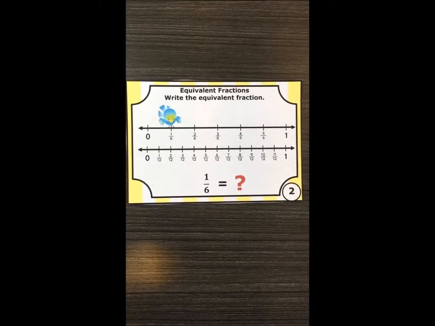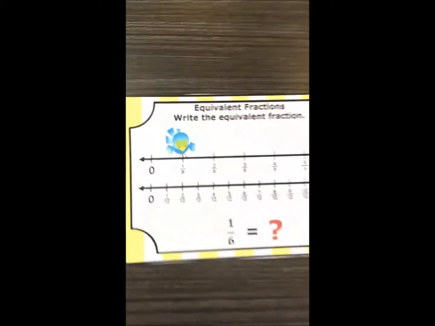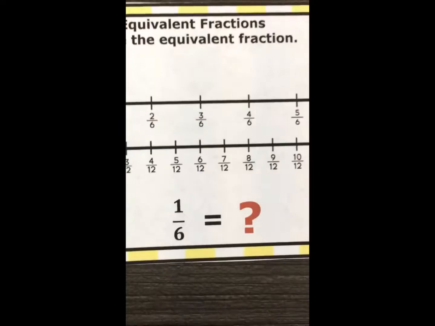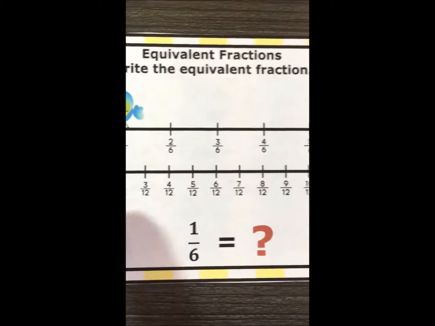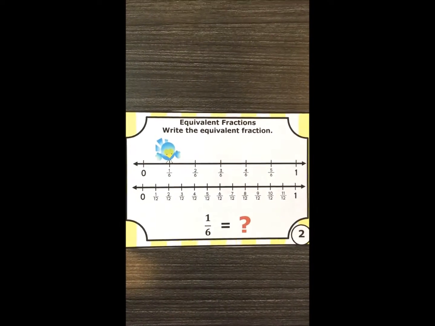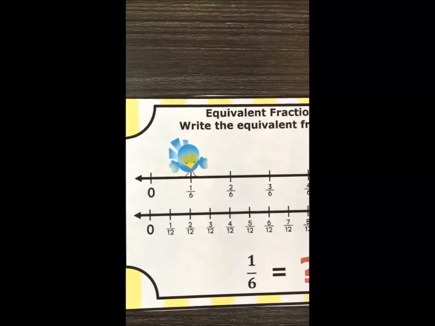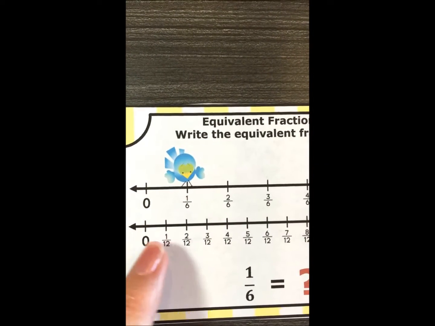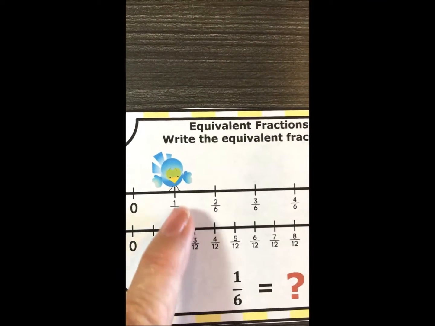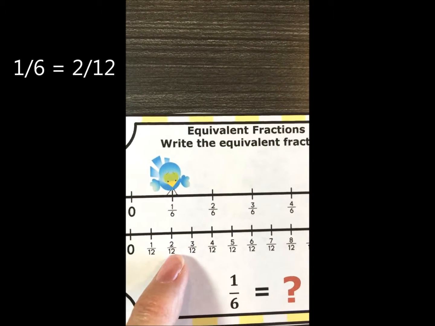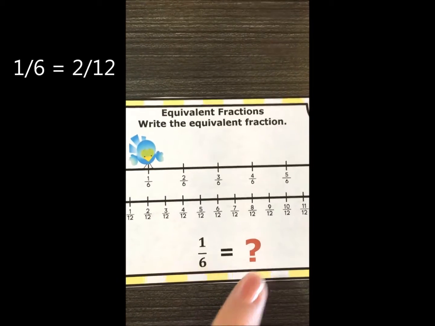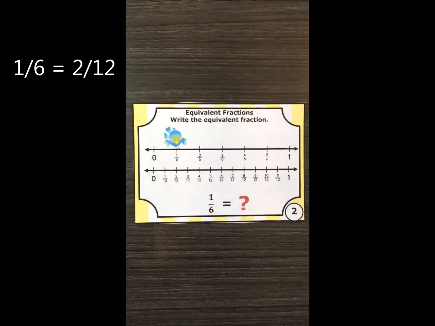Let's try another comparison to find an equivalent fraction. This time the bird is on 1/6. 1/6 equals how many 12ths? Notice the number lines are the same length for an accurate comparison. The distance from 0 to 1/6 is the same as the distance from 0 to 2/12. Therefore, 1/6 and 2/12 are equal. 1/6 equals 2/12 for an equivalent fraction.